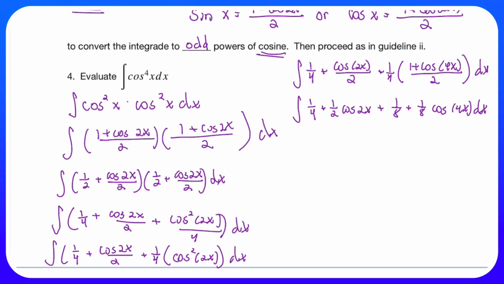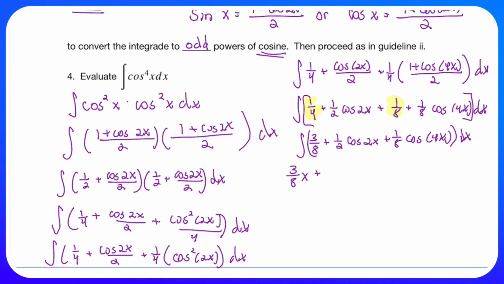Oh, and let's go ahead and combine that 1/4 and 1/8 together. When I combine those like terms, I end up with the integral of 3/8 plus 1/2 cosine of 2x plus 1/8 cosine of 4x dx. And now we're ready to integrate. The integral of 3/8 is simply 3/8 x.